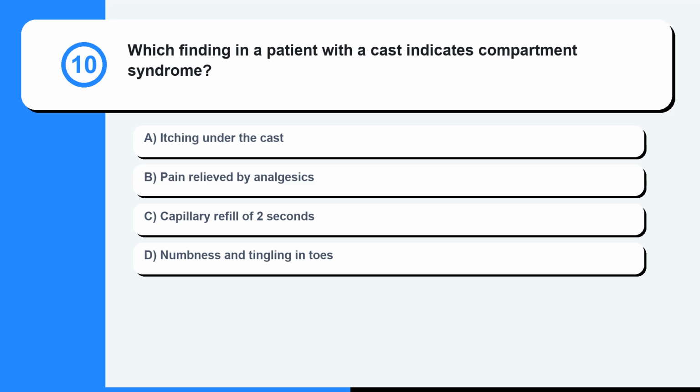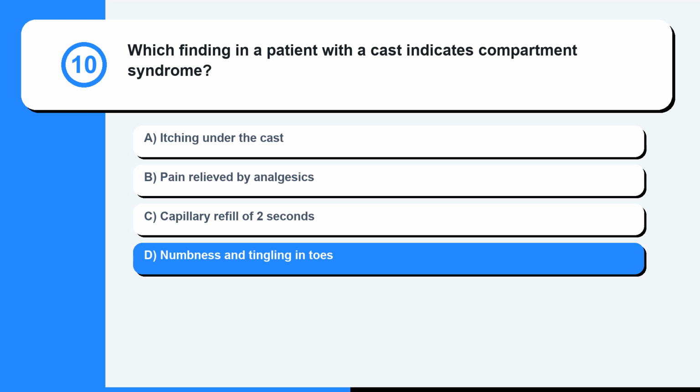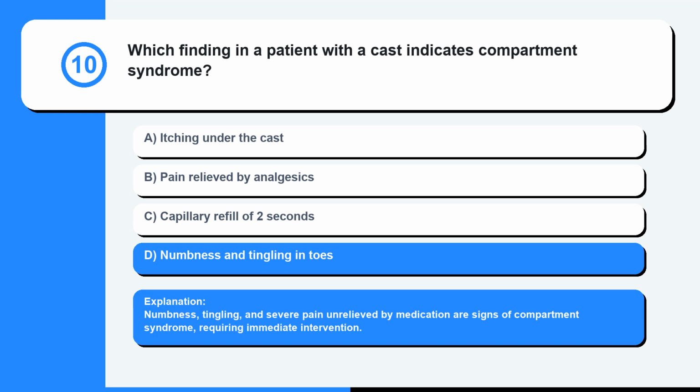Question 10. Which finding in a patient with a cast indicates compartment syndrome? A. Itching under the cast. B. Pain relieved by analgesics. C. Capillary refill of 2 seconds. Or D. Numbness and tingling in toes. The correct answer is D. Numbness and tingling in toes. Numbness, tingling, and severe pain unrelieved by medication are signs of compartment syndrome, requiring immediate intervention.